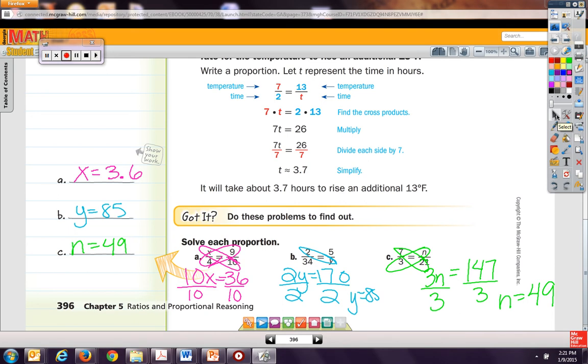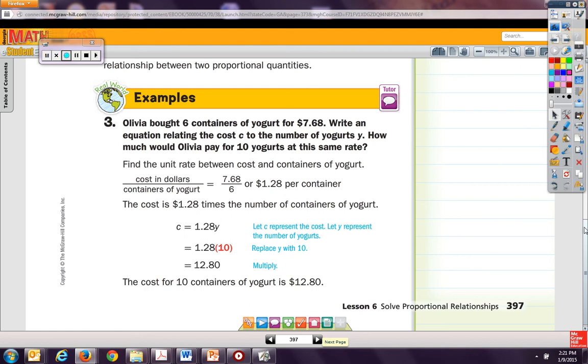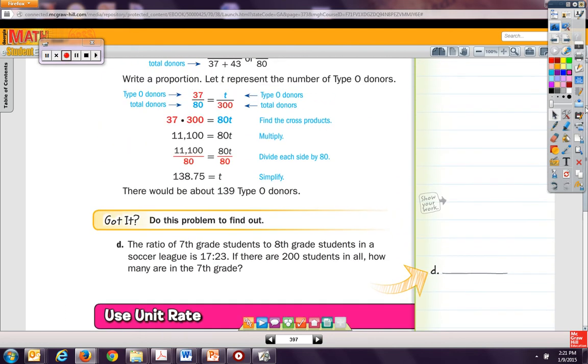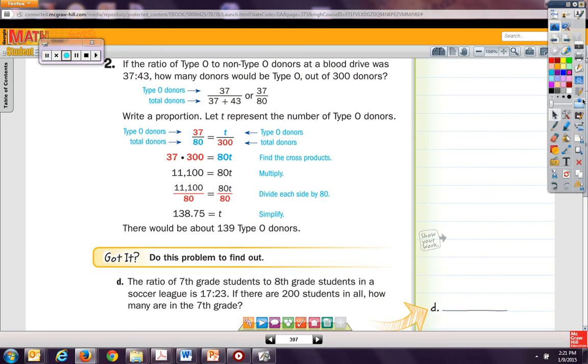Up in the example that we were given before, all sides were given, and we had to determine if it was proportional. Here we're finding the missing part of the proportion. So back up here is another example. It says the ratio of type O to non-type O donors at a blood drive was 37 to 43. How many donors would be type O out of 300 donors? So this sets it up, shows you your example, and ends up cross-multiplying to find the number of type O donors.